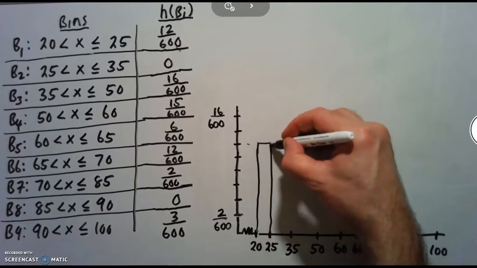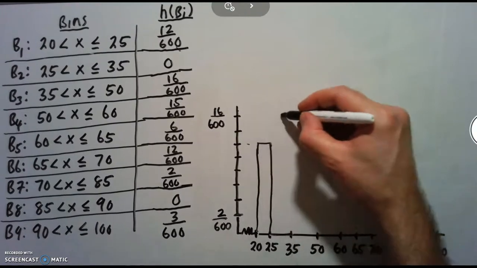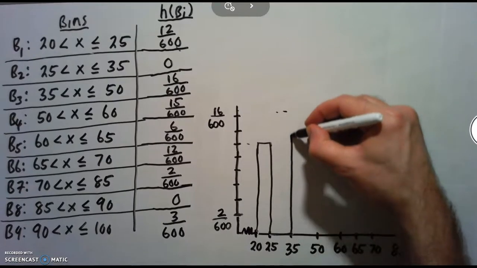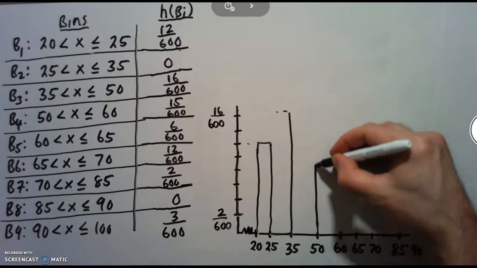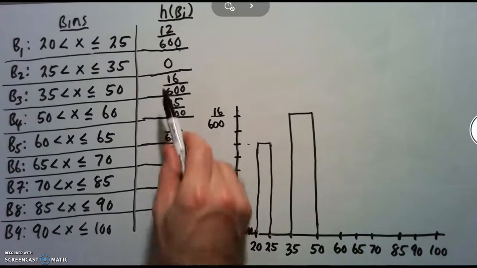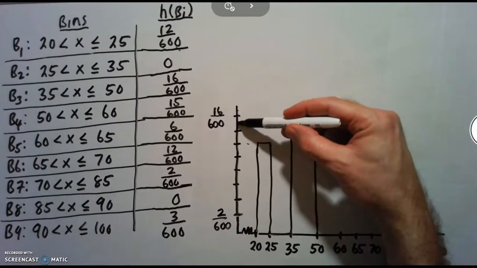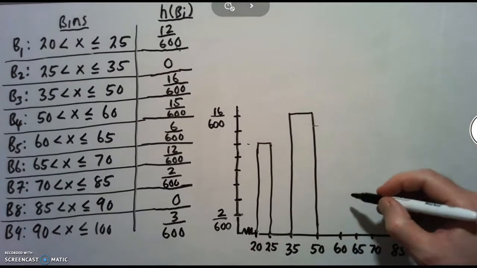Okay, so your first guy. Next one is 0, so just here. Then it'll be 16. The 16's here, so it'll be like this. So that's from 35 to 50. Then from 50 to 60, it's 15. So 15 would be halfway in there because that's 14, so it'd be about there. So about here.